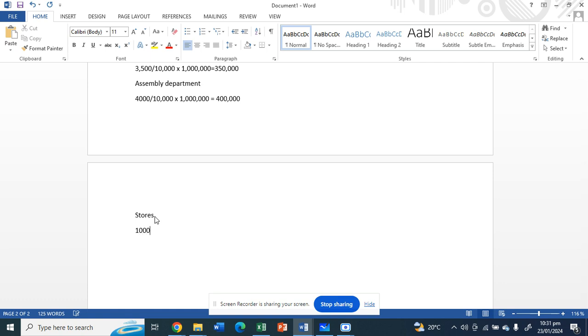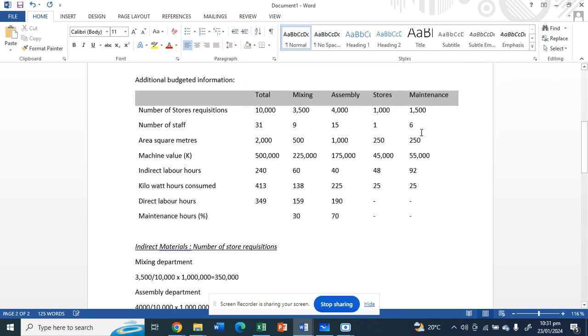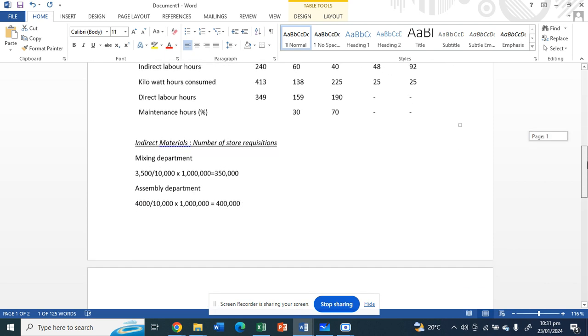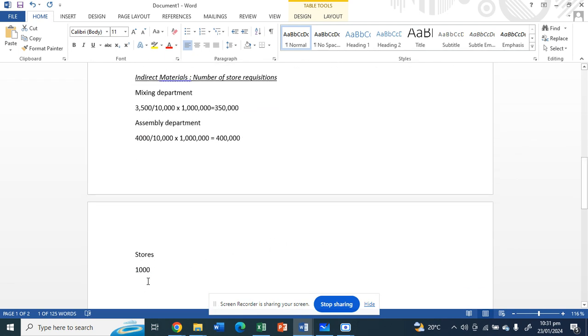All right, so next is stores. As you can see for stores, here it's 1,000. So it's 1,000 over 10,000. All we're doing is making these fractions. If you want, you can even convert them into percentages. So 1,000 over 10,000 multiplied by 1 million. 0.1 times 1 million, that is 100,000. So 100,000 goes to the stores department.